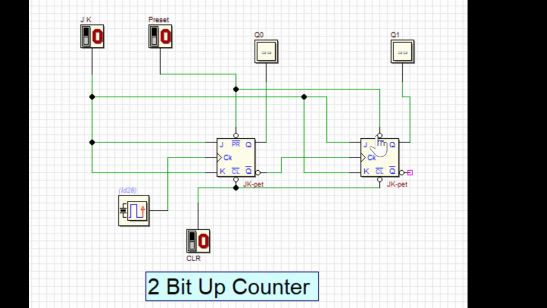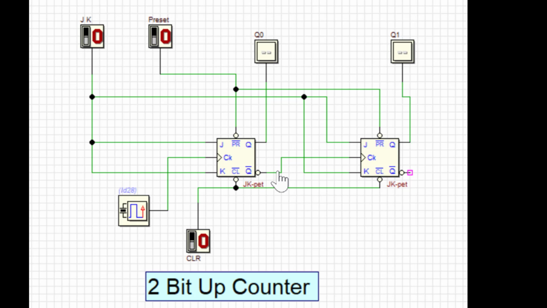And if you look at here, I connected my preset to one control input and clear to other control input through a common switch, so that I can preset my 2 flip-flop outputs to either 1 state or clear my flip-flop outputs to the 0 0 state. Now we'll try to run the simulation.